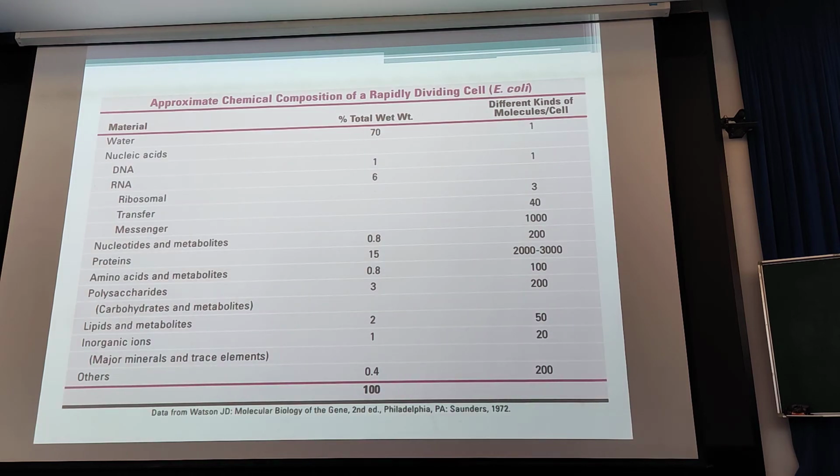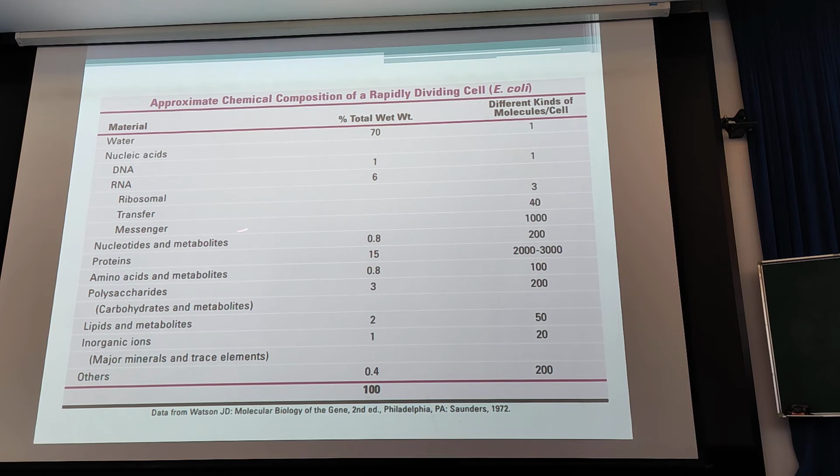And this is a graph that shows the composition of an E. coli bacterium. You can see that 70% is water. Nucleic acids are 7%, and among them we have 1% DNA and 6% RNA.